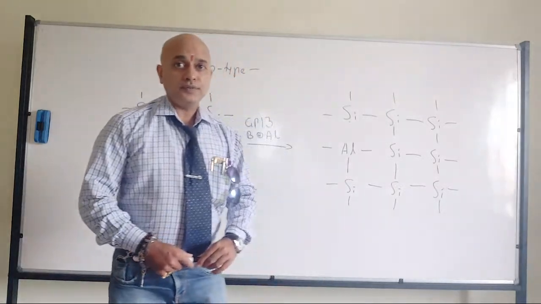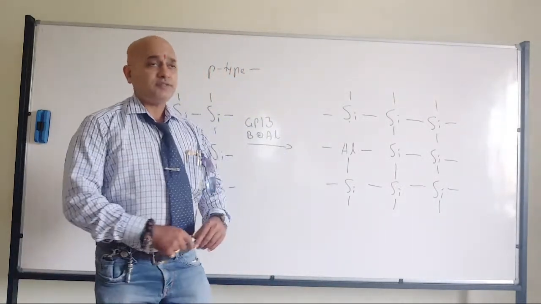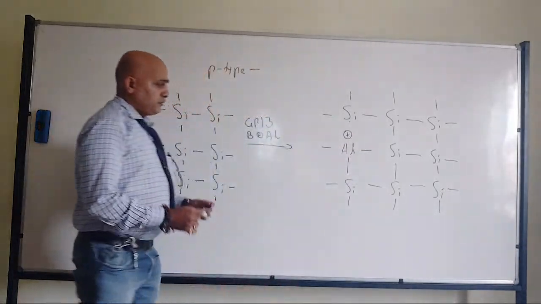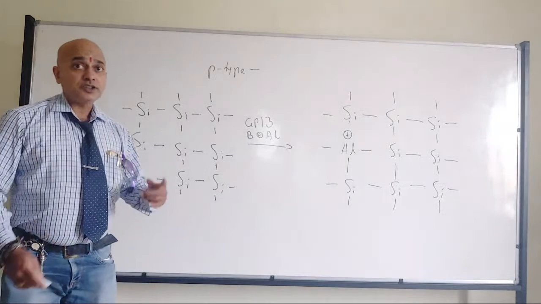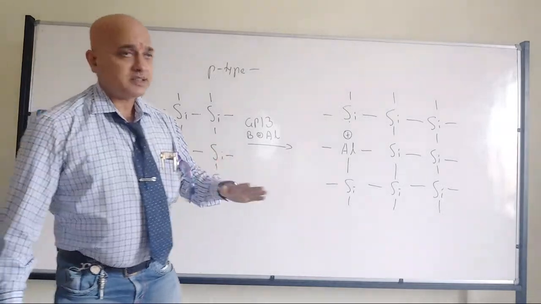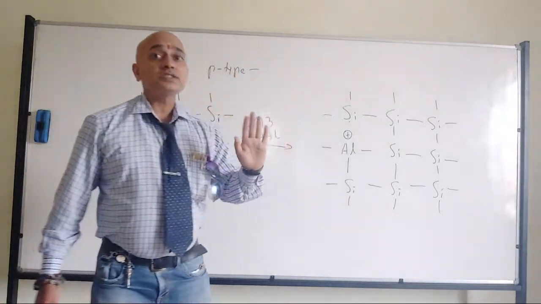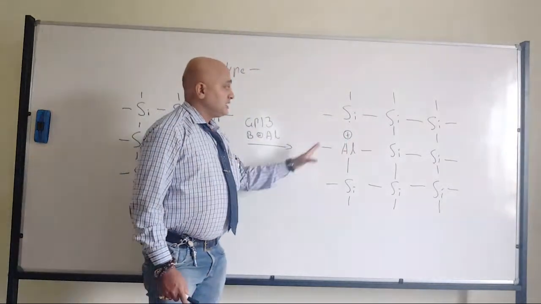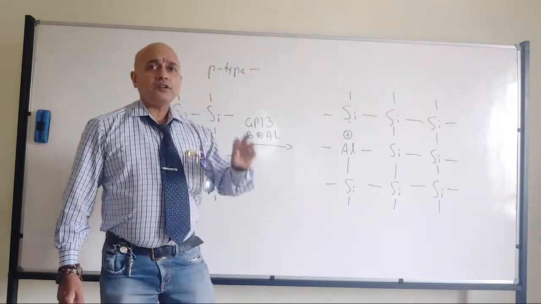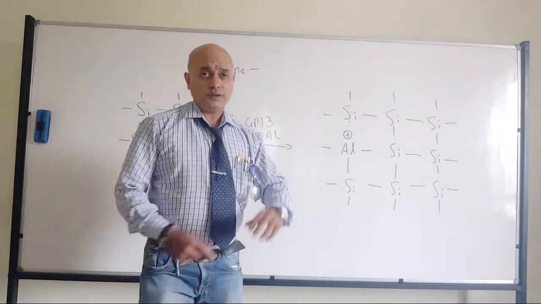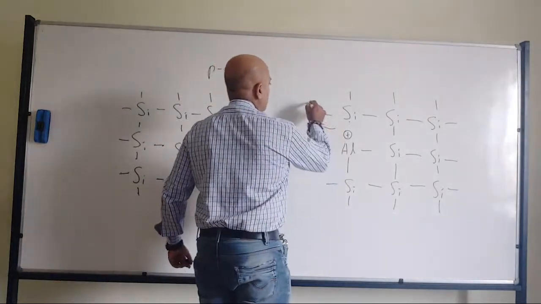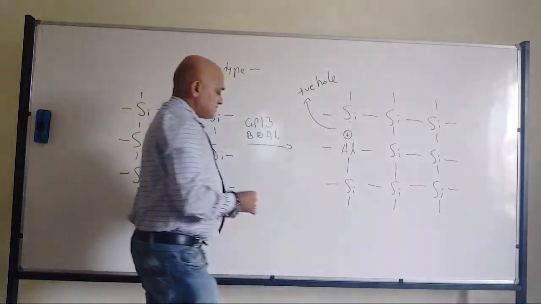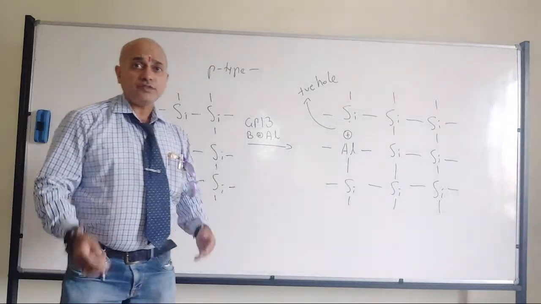So therefore, due to the lack of electron, we will call it a positive hole. It's not a charge on aluminium, please. Don't get confused. I am not talking about the charge on aluminium. Aluminium does not have any charge. Since there is a lack of electron, we will call it a positive hole, where there is a lack or shortage of electron.